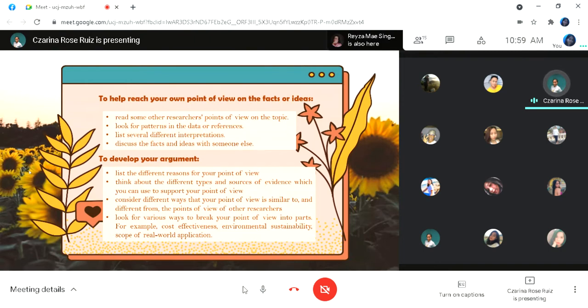Look for patterns in the data or references, list several different interpretations, and discuss the facts and ideas with someone else. And to develop your argument, you list the different reasons for your point of view. Think about the different types and sources of evidence which you can use to support your point of view.